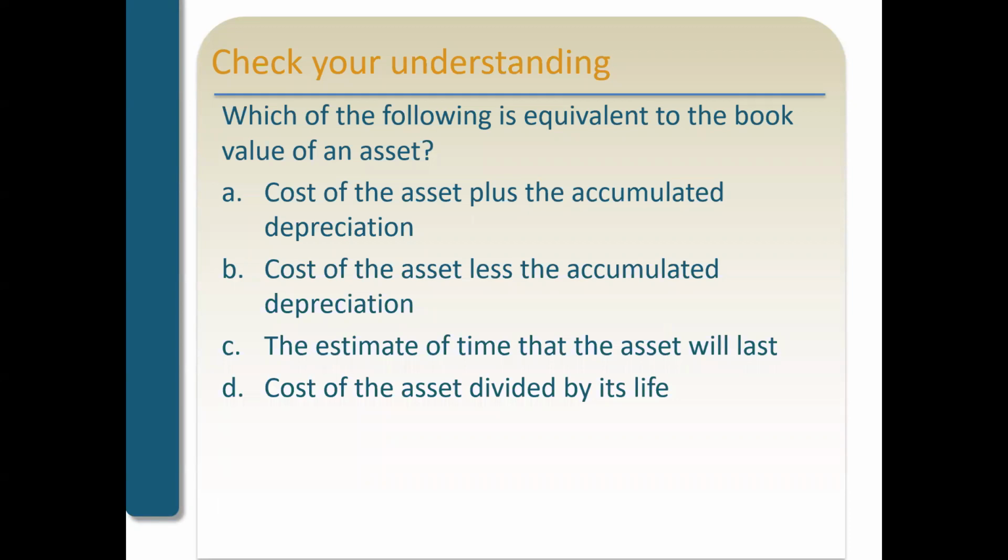Is it the cost of the asset plus accumulated depreciation? Is it the cost of the asset less the accumulated depreciation? Is it the estimate of time that the asset will last? Or is it the cost of the asset divided by its life? What do you guys think?